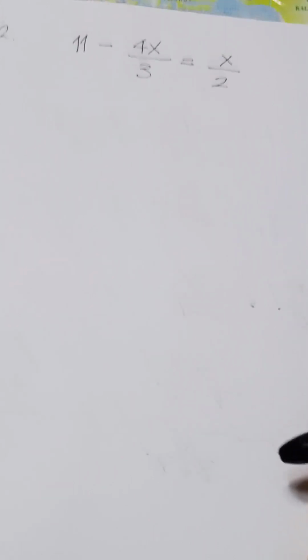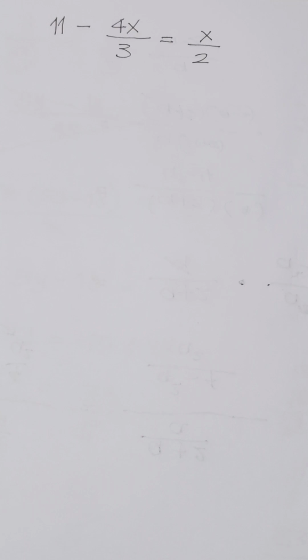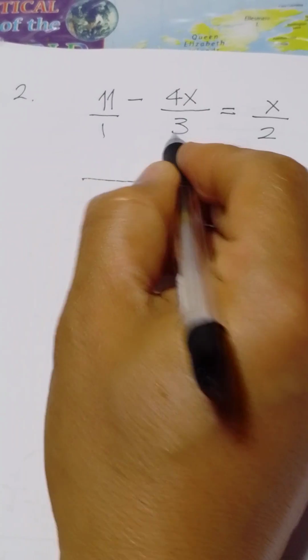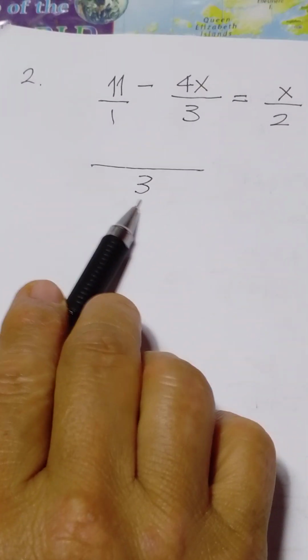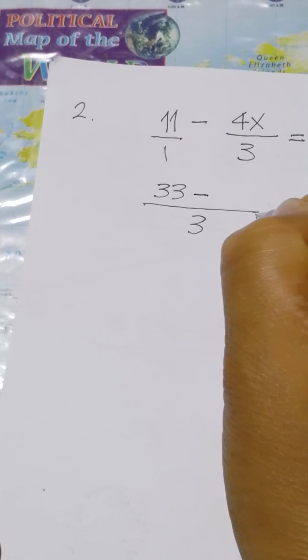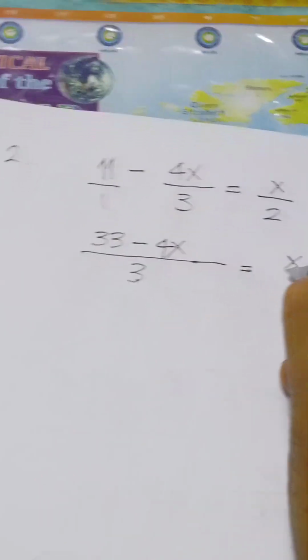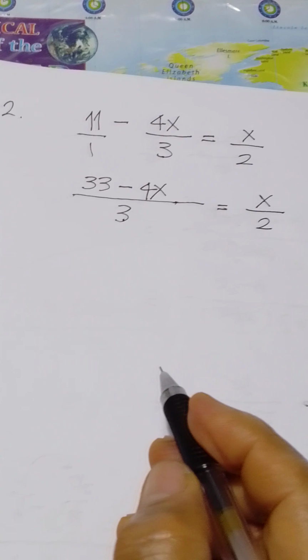Now my number 2, the equation goes 11 minus 4x over 3 is equal to x over 2. So I need to put 1 in here. To find the LCD between 1 and 3, I need to multiply 1 times 3, that will be equal to 3. 3 divided by 1 is equal to 3. Then multiply by 11, so I have here 33. Then copy the operation. 3 divided by 3 is equal to 1, times 4x. So that is 4x. Then just copy this one, x over 2.